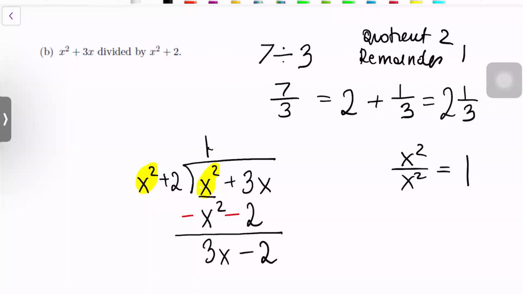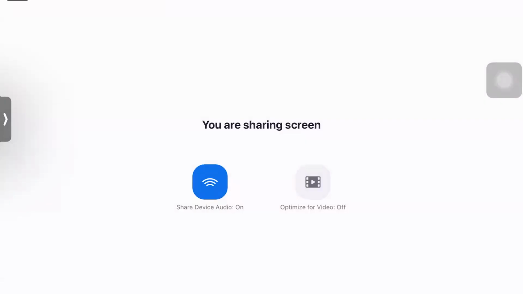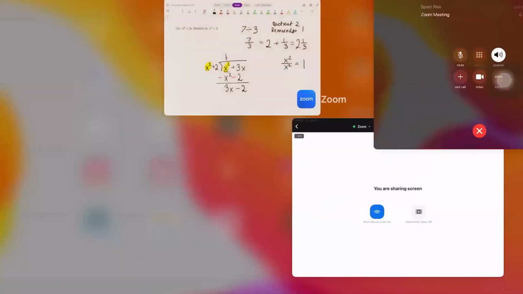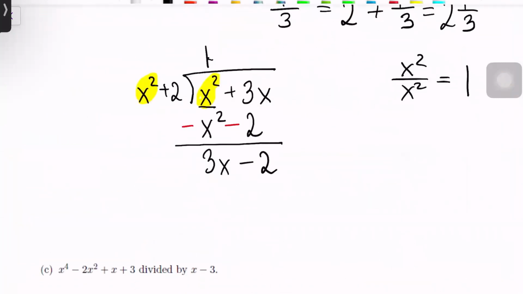Now, is this a remainder? Yes, because I can't fit x squared into it. If the power is already less than the power of the divisor, then it's your remainder. So this x is already a remainder because its power is less than the power of the divisor. So this is your remainder.